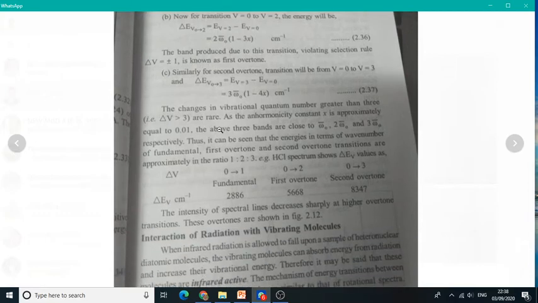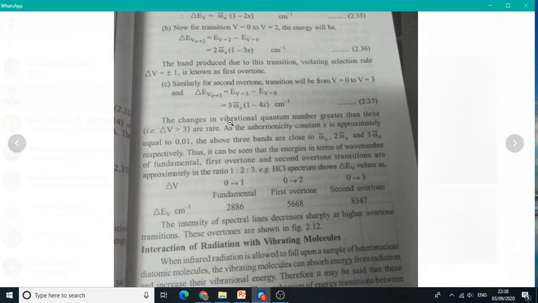Similarly, the second overtone transition will be from phi equal to 0 to phi equal to 3, and putting the values of phi equal to 3 and phi equal to 0 and taking the difference of these energies, we get delta E phi for the transition 0 to 3, that is second overtone transition, as 3 omega bar oscillation in a bracket 1 minus 4x centimeter inverse. This is the unit.